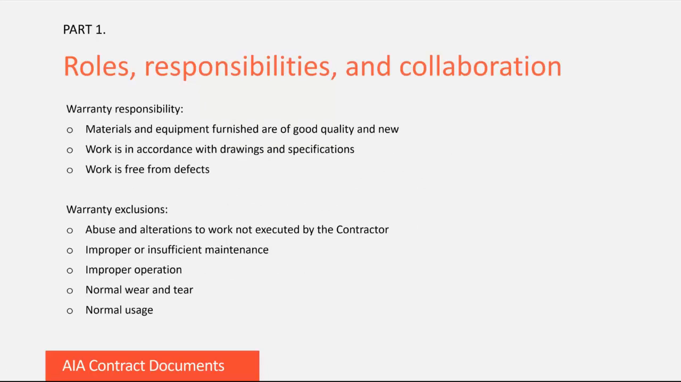There are certain things the contractor needs to warrant at the completion of its work, and these are that the materials and equipment furnished are new and of good quality. This general warranty is in addition to other warranties like those received from product manufacturers that the contractor forwards to the owner. Another warranty is that work is in accordance with the drawings and specifications and is free from defects. There are some typical items excluded from a contractor's warranty, and these include abuse and alterations to work that was not executed by the contractor, improper or insufficient maintenance, improper operation, normal wear and tear, and normal usage.